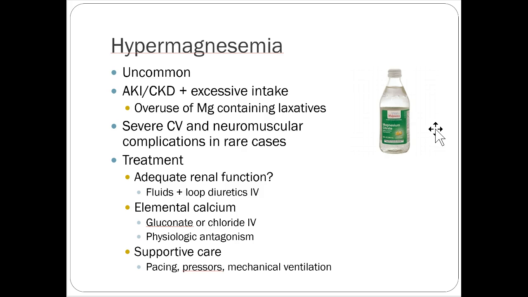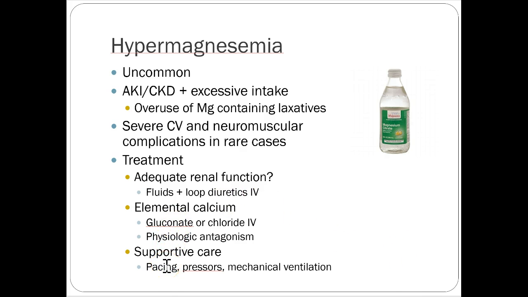CV and neuromuscular complications, it's really rare to see this, for one, and two, to have complications because of it, but we'll talk about it just because it's the other side of the coin here. If the person has adequate renal function, fluids and loop diuretics IV should take care of your problem fairly quickly. Elemental calcium, gluconate or chloride IV can cause a physiologic antagonism, especially in the cardiac tissues, that can help prevent some of the CV side effects you might be seeing, and supportive care. So basically, you might see people with really low blood pressure or bradycardia and decreased breathing rates. That's where the calcium can come into play to help with that.